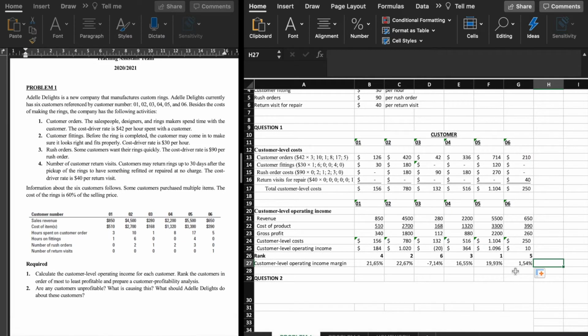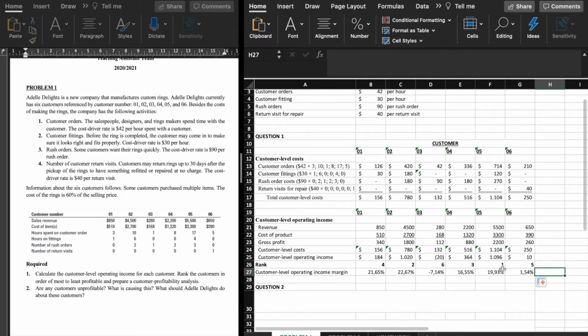Move on to question number 2. Are any customers unprofitable? What is causing this? What should Adele Delights do about these customers? Customer number 3 is the unprofitable customer, because it has very low revenues and requires a rush order. Customer 6 has a low operating income percentage because of many hours spent on customer orders and the cost of repair and refitting during a return visit.